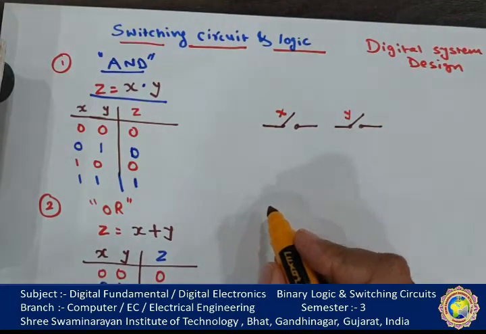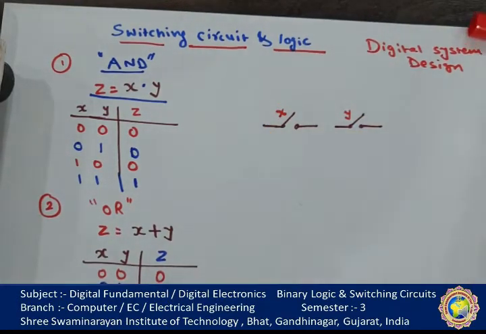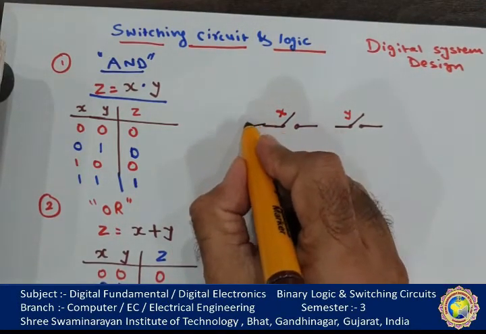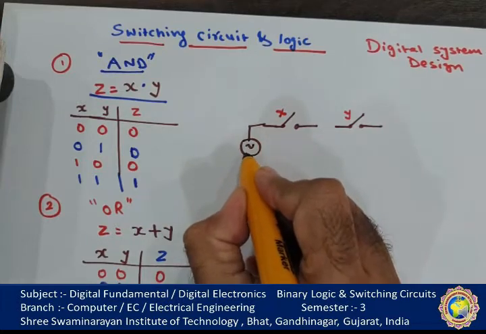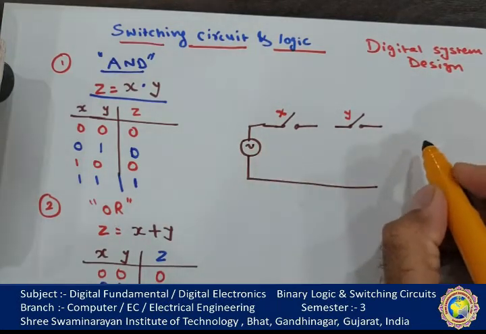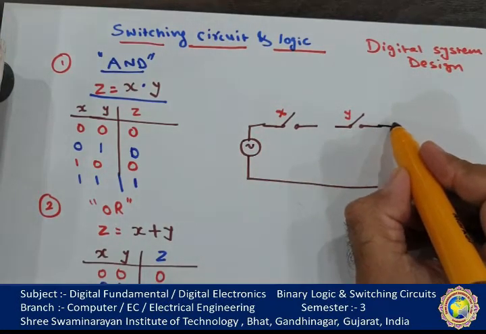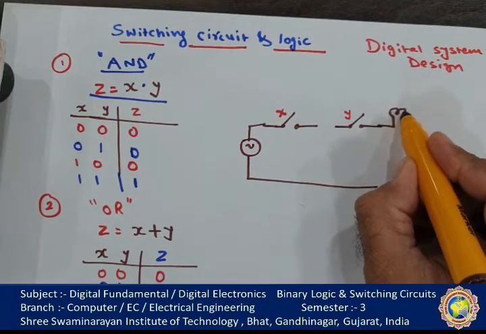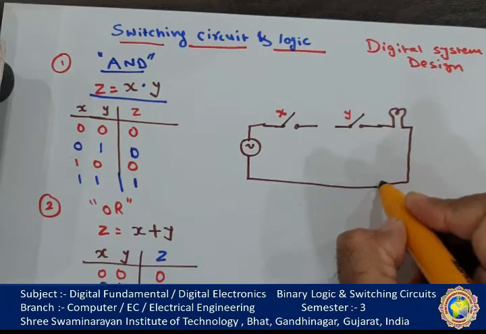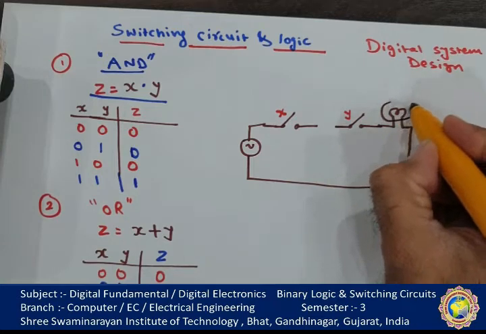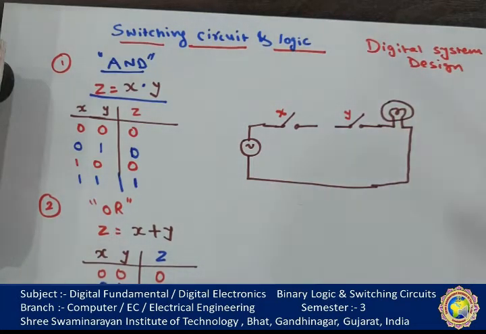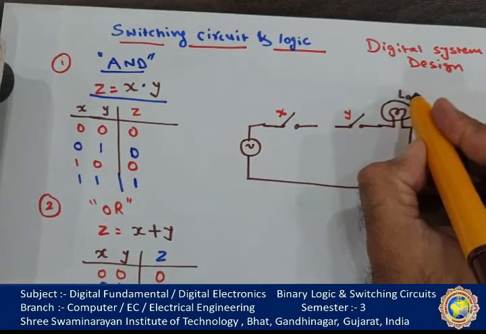I connect them with the voltage supply. Suppose my voltage supply is 230 or whatever. And then I will put one bulb here. This is the symbol of a bulb. It is known as a lamp.